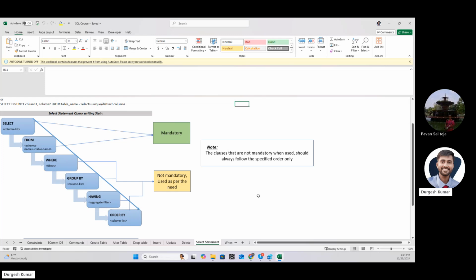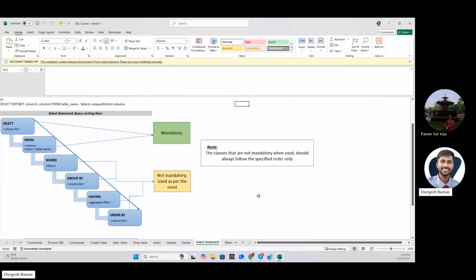We tell our database that I'm looking for information from this table, and what particular information from that table. That's why whenever we write column names in the select clause, we separate them by commas, so that my database will understand I'm looking for X, Y, A, B, these columns only. It has nothing to do with other columns, which I'm not mentioning in the select clause. Okay, making sense? Yeah, perfect.